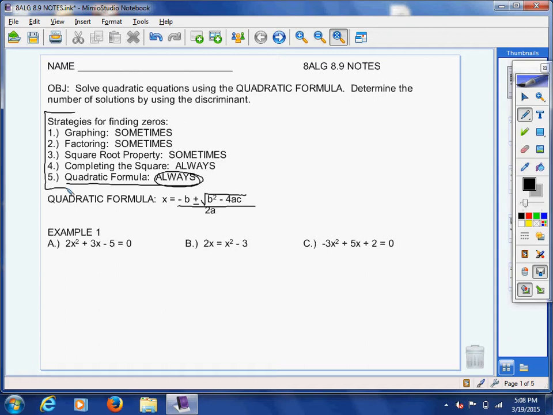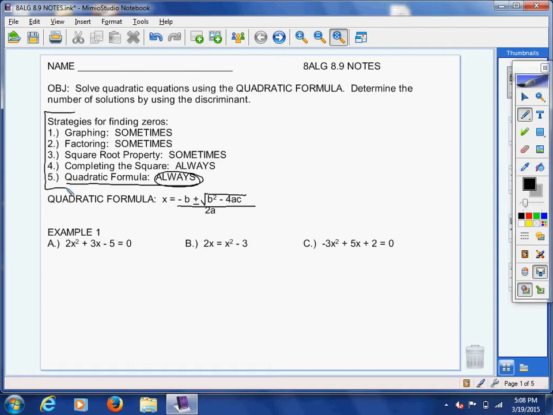The square root property, you can only sometimes use that. It only works if there's no bx term. And we know that some of the quadratics have a bx term. Completing the square, that was what we did in section 8.8. And, you know, it's pretty laborious. Some of you might have really liked it. It's not my favorite, but that doesn't mean you shouldn't use it. It's always effective. You can always get your answer by completing the square.